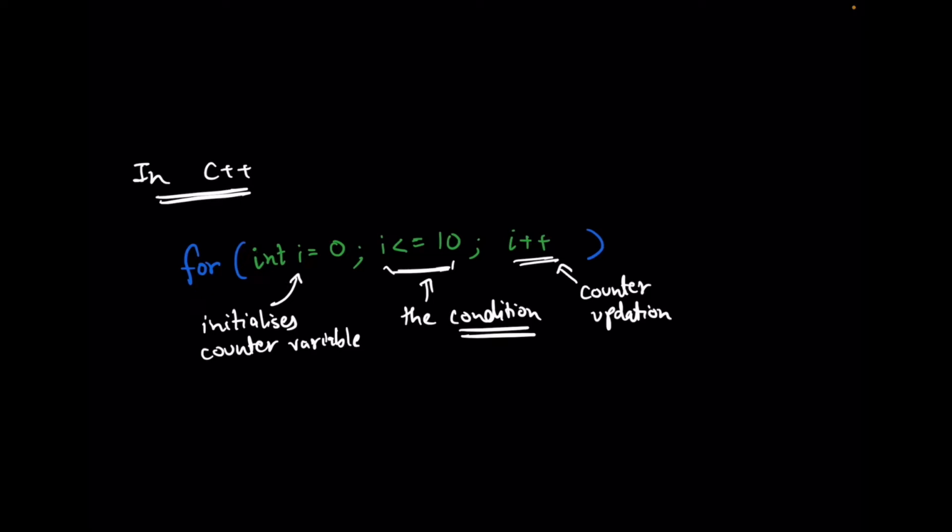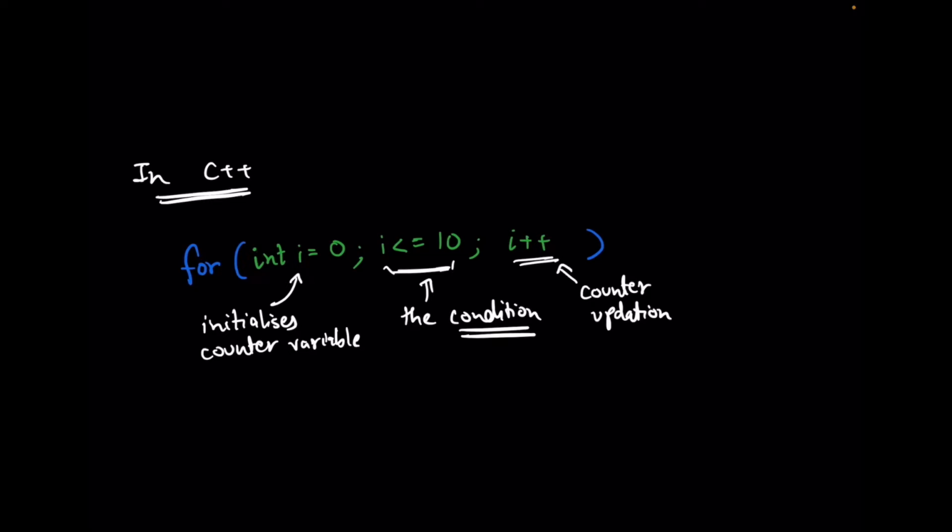So you can play around with these 3 statements however you want, as long as you keep the main basic structure of the for loop correct. So the first statement should be an initializing counter variable statement. The second statement inside the for loop should be the condition, and the third statement should be the counter updation.